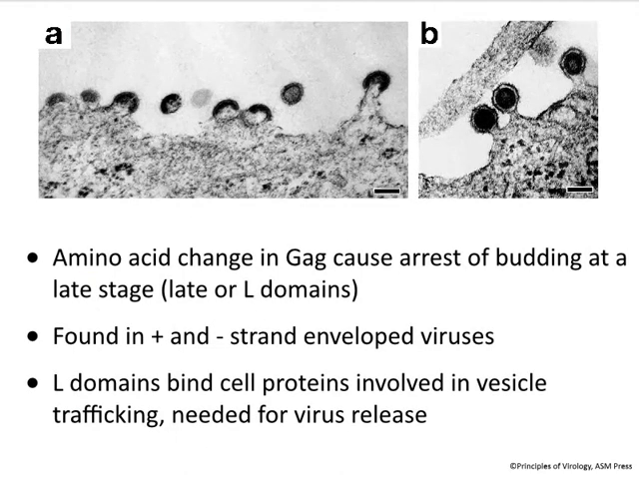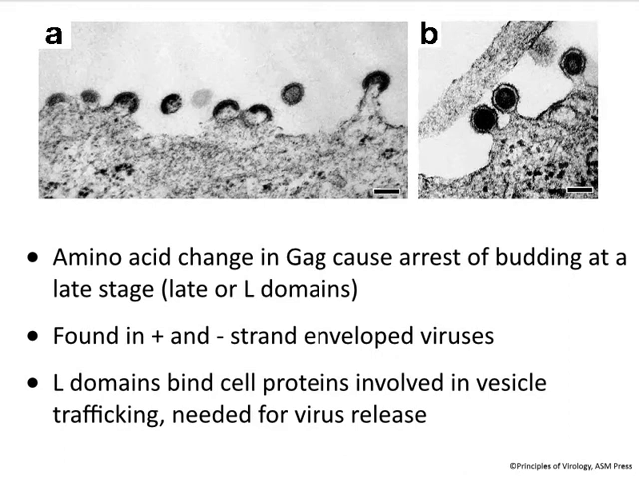Now, you asked about budding before. How does budding occur? Does it use the cell machinery? A number of years ago, people were making mutations in the genome of retroviruses, and they found a particular set of changes in the GAG protein that caused an arrest in budding at this late stage. So you got these particles forming on a stalk, but the budding never finished, and they were stuck at this position. Single amino acid changes in GAG can lead to this phenotype.